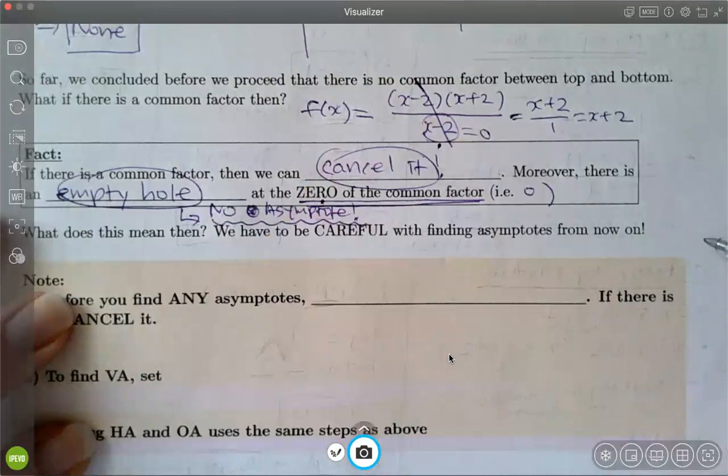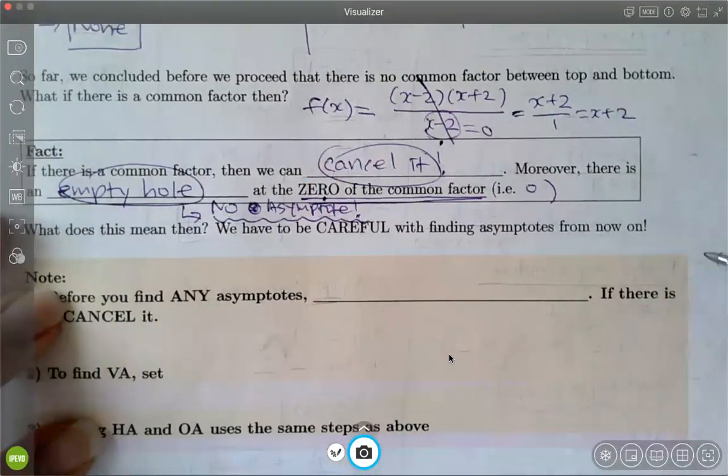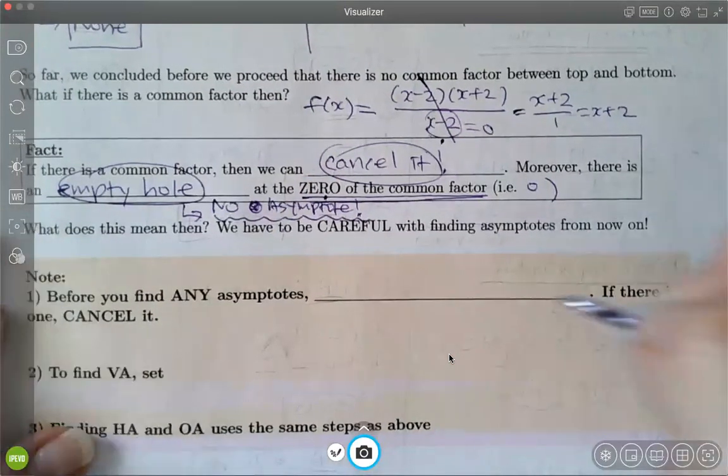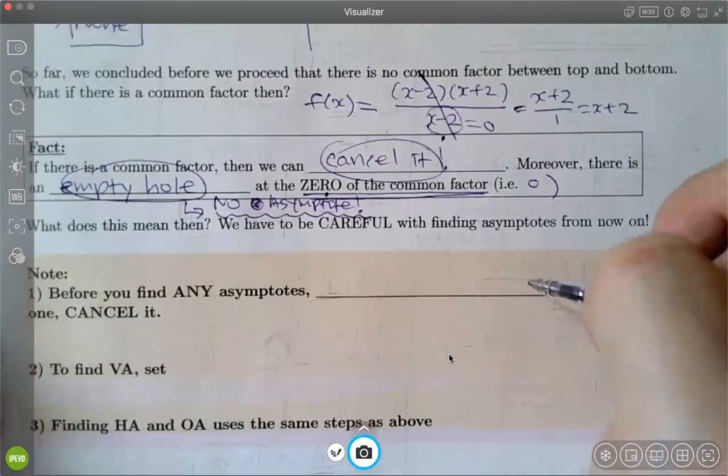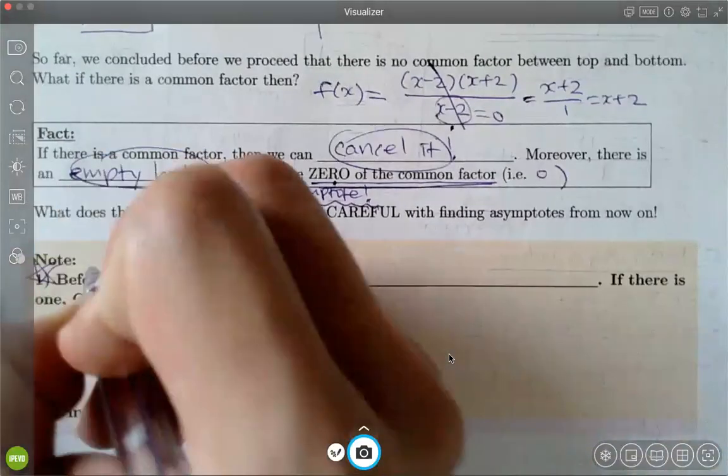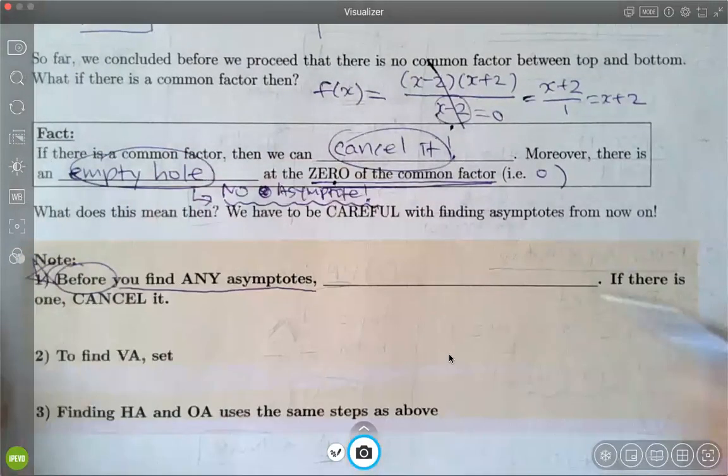So now we have to be very careful with finding the asymptotes. So before you find any asymptotes, what do you have to do? Which is what we did in the previous 4 problems: factor top and bottom.